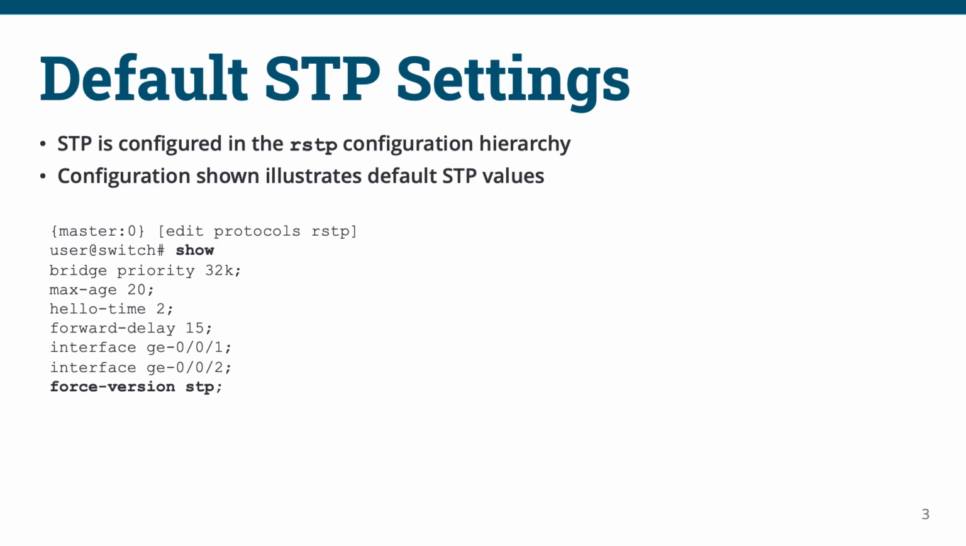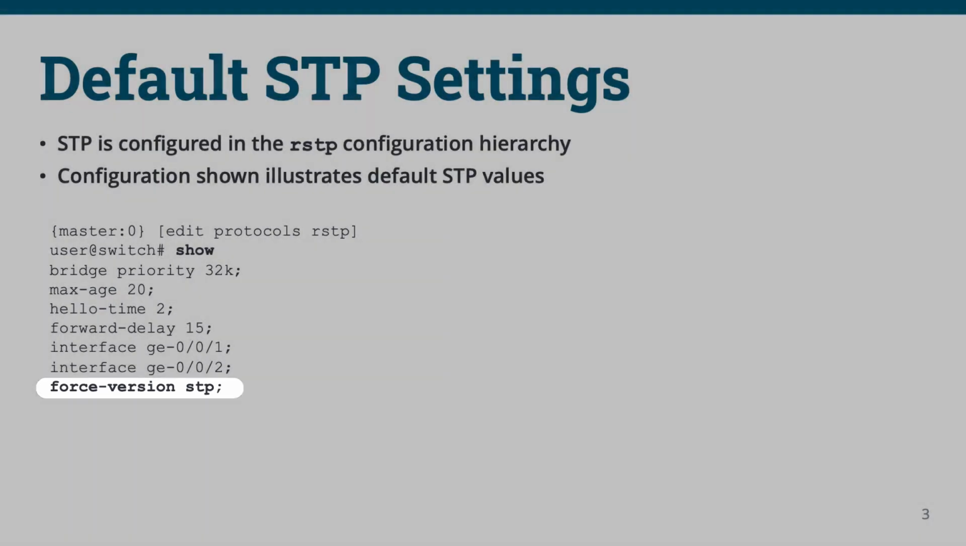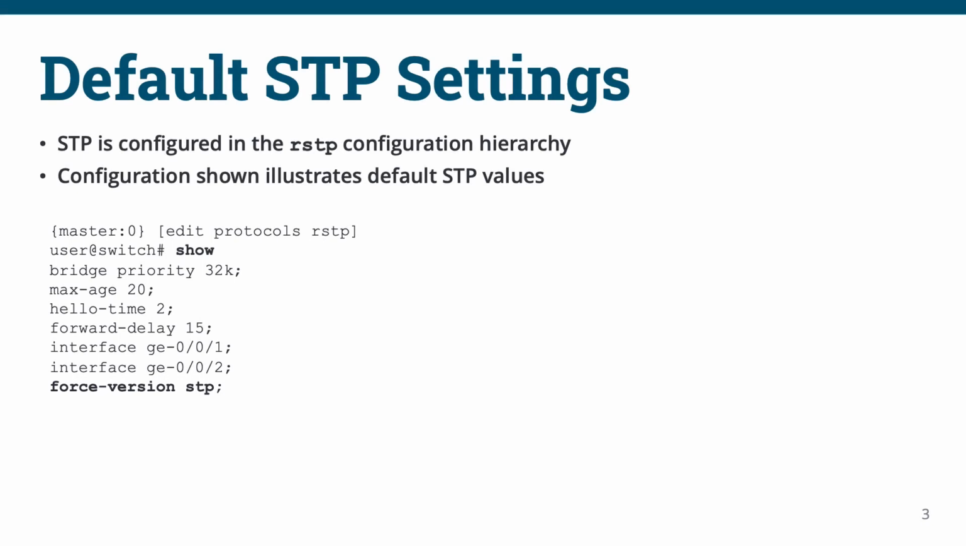The default configuration prefers Rapid Spanning Tree Protocol, since it is generally the better of the two options. However, Junos devices are compatible with standard spanning tree protocol. To use 802.1D on Junos, we must configure the force-version stp command, as shown here. If all configurations are left at their defaults and not explicitly changed, they will default to these values shown here, with the exception of the interfaces, of course.